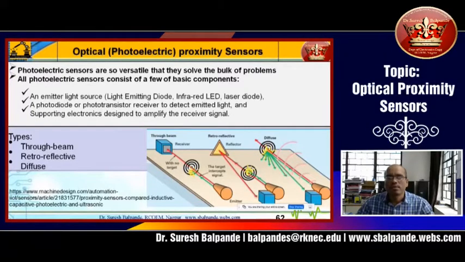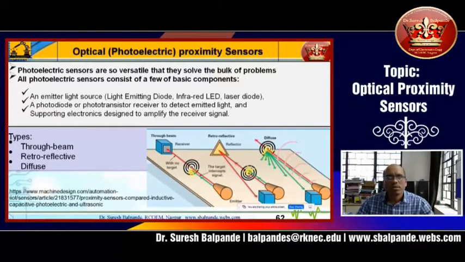And that is why this new topic, the optical proximity sensor, is to be discussed, and we have to understand how this optical proximity sensor can be used for such applications. It has the additional advantage that it can be used for both metallic and non-metallic targets, because it is based on light interruption, and that interruption may be because of a metallic part or a non-metallic part, it doesn't matter.